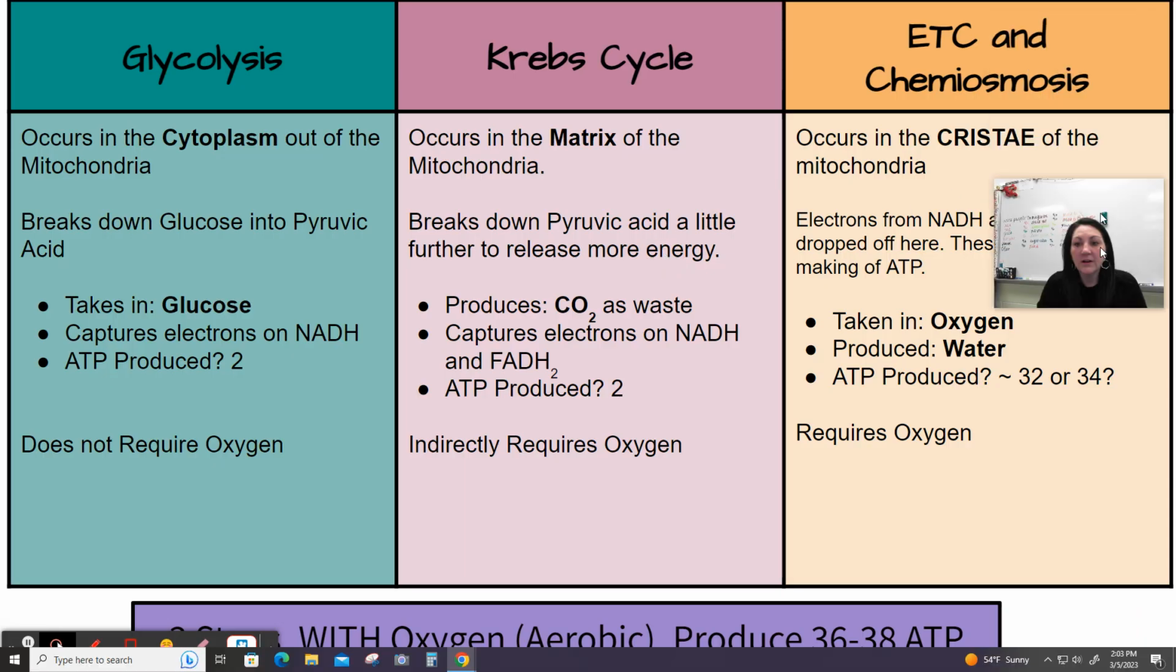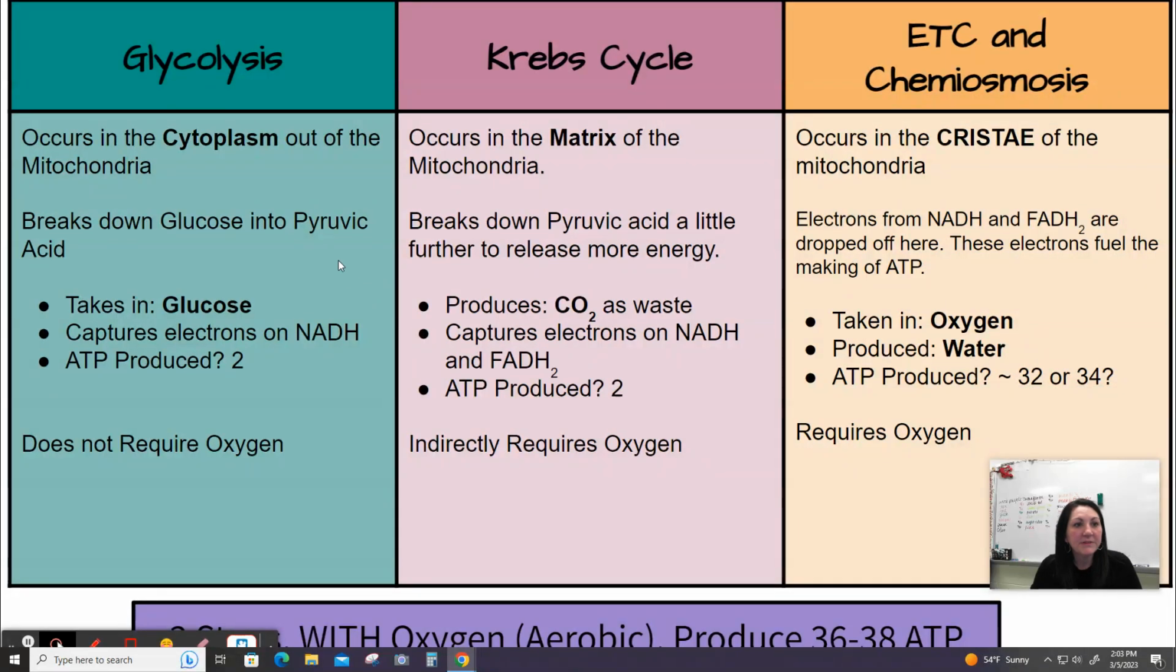So if you take a look here, I've got kind of a breakdown of what happens in each step. Glycolysis in the cytoplasm, it takes in glucose, it captures energy on NADH and produces 2 ATP without oxygen. The Krebs cycle occurs in the matrix. It breaks down pyruvic acid a little further. It produces carbon dioxide as waste. It captures those electrons on both electron carriers, produces 2 ATP, but does indirectly require oxygen.